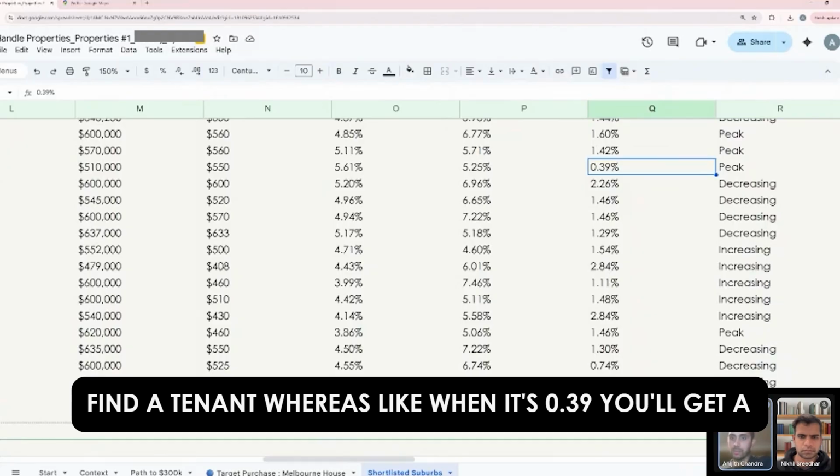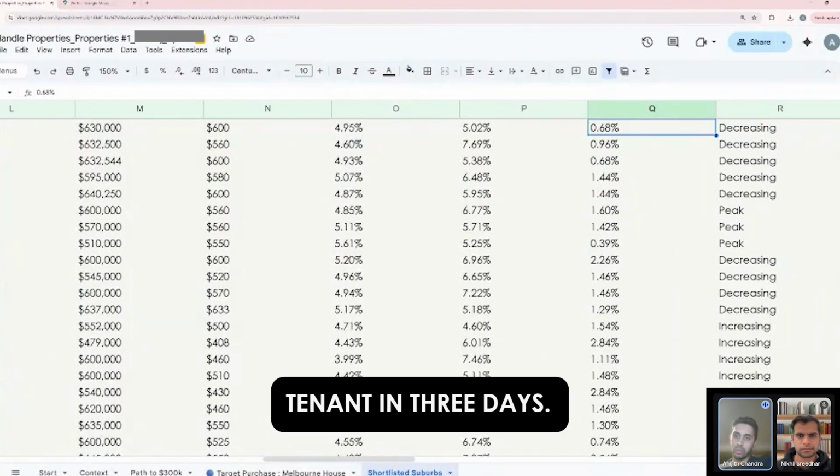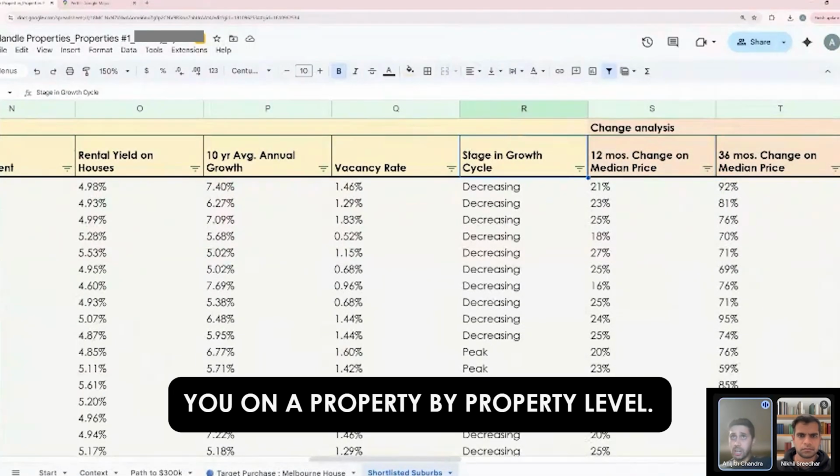Whereas when it's 0.39, you'll get a tenant in 3 days. So that's probably the only thing, but we can advise you on a property by property level.